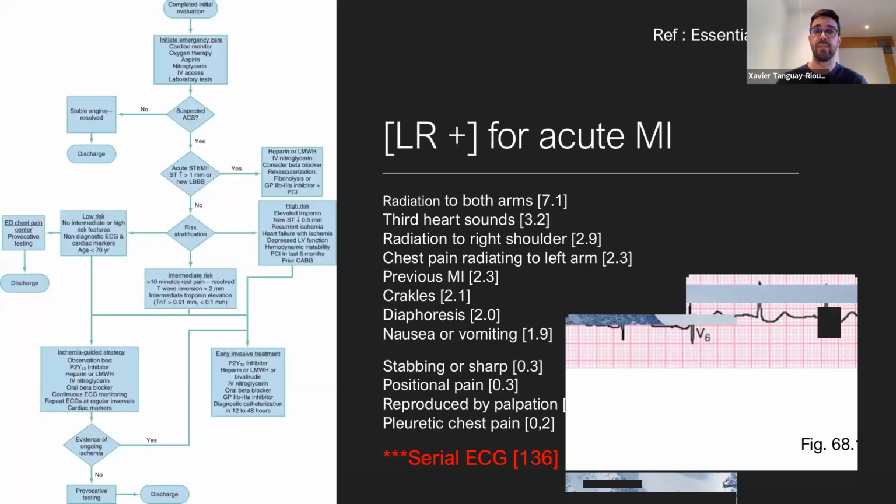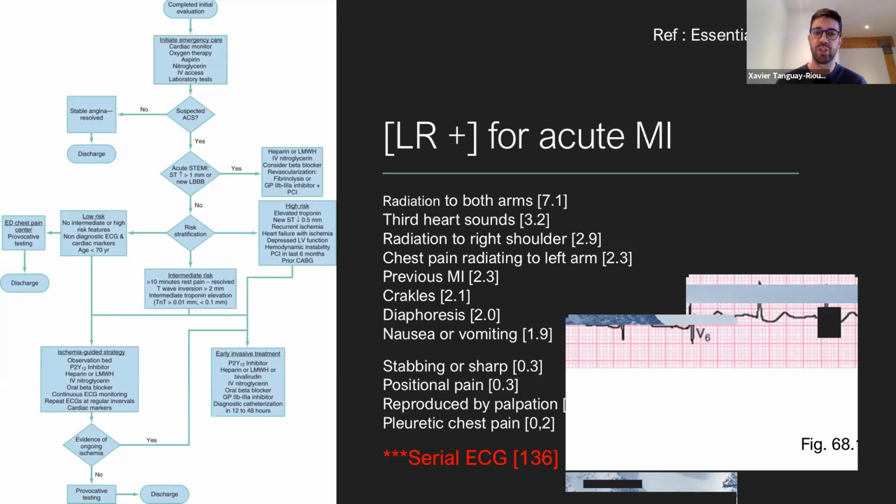And just to illustrate this, those numbers are from Essential Evidence Plus, and those are the likelihood ratios. There are like 3 pages of different features associated with chest pain that are going to increase or decrease the probability of the patient in front of you having an MI. And most of the classic risk factors don't have a high likelihood ratio. So the things that are the most impactful are radiation to both arms, third heart sound if you want to listen to it, radiation to the right shoulder, chest pain radiating to the left shoulder, previous MI, crackles, diaphoresis, and the things that are going to decrease the probability of having an MI are those that have a likelihood ratio between 0 and 1.